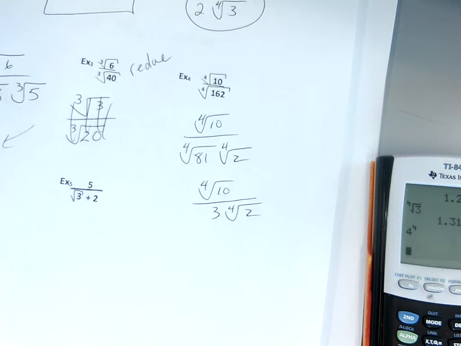It's called the conjugate. It's the opposite. We're going to multiply top and bottom by the square root of 3 minus 2. Okay? Always by the opposite. You have plus or minus. I'll show you. We did this last year. It's coming back.